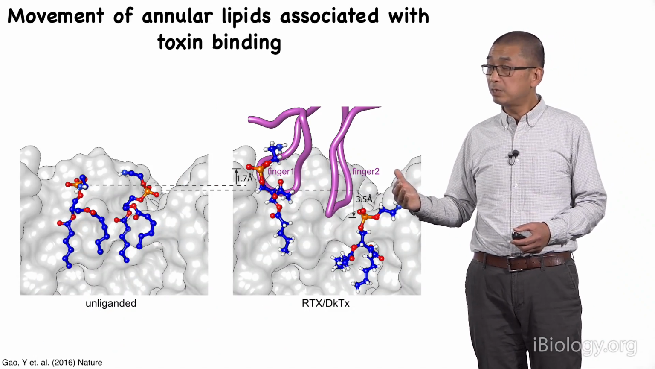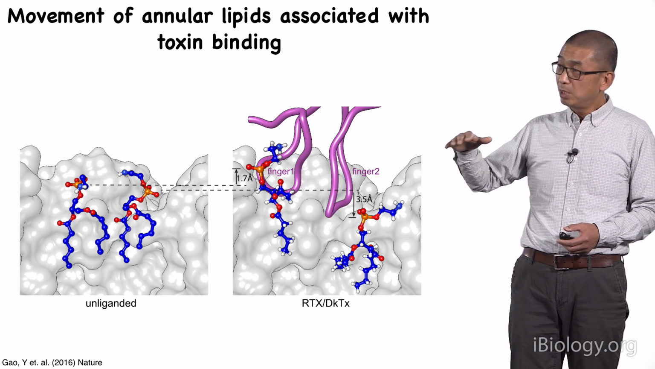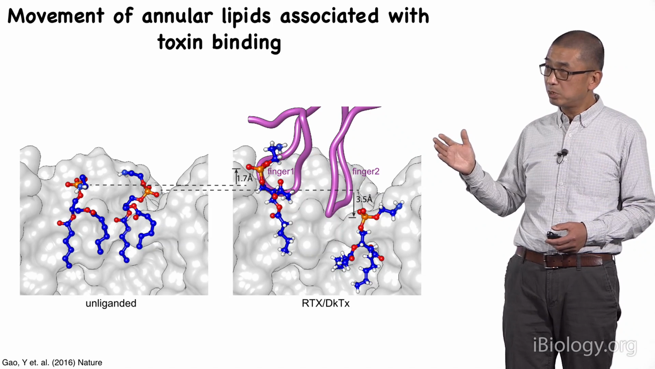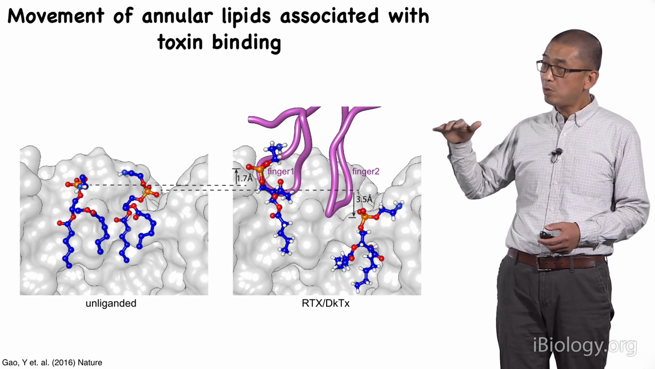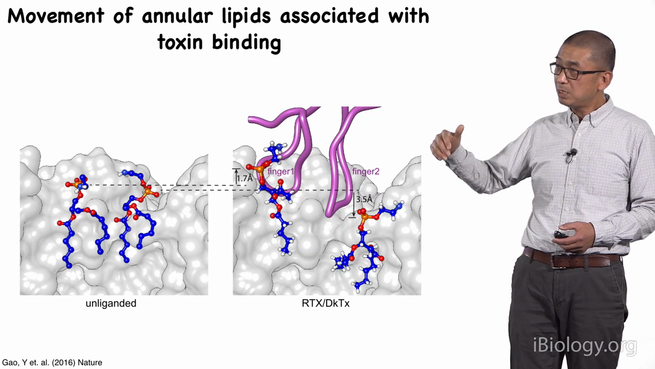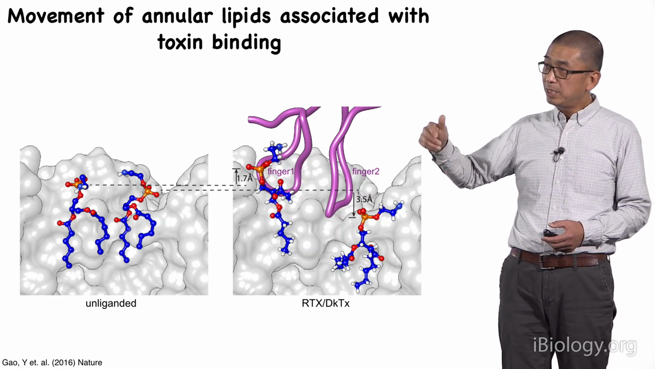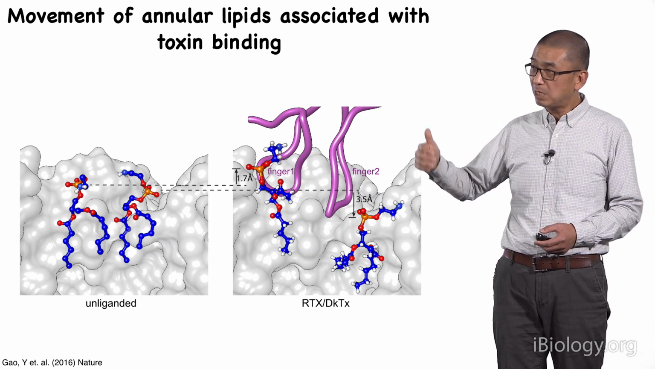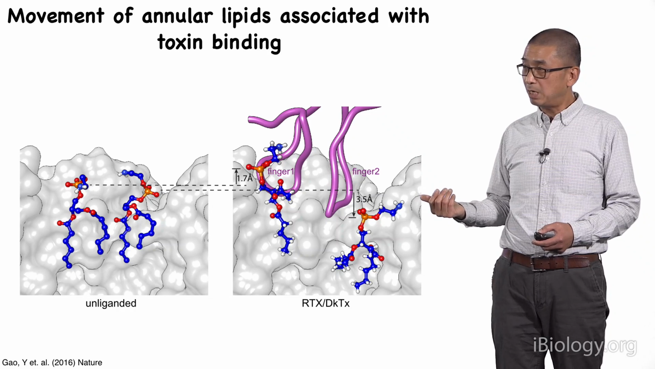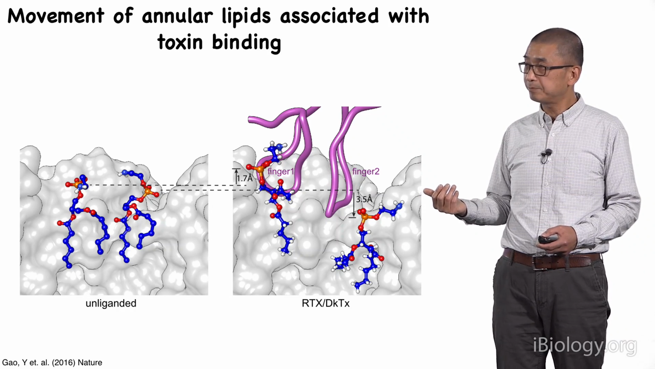Now, we also see a very interesting thing. For example, on the left is an unlinked structure showing two lipid molecules. Their head groups are more or less at a similar height level. And when the toxin binds here, it partitions into the bilayer, and it will actually move the lipids up and down to accommodate the binding of the toxin. This is also quite reasonable to understand.